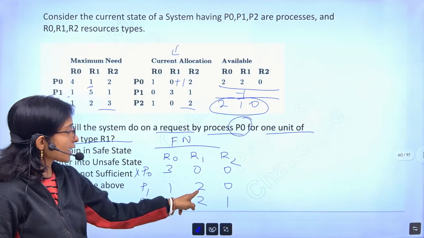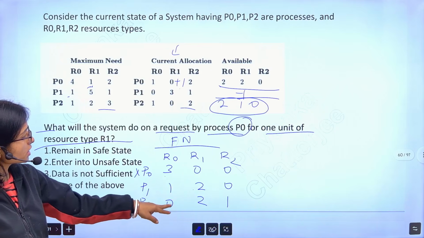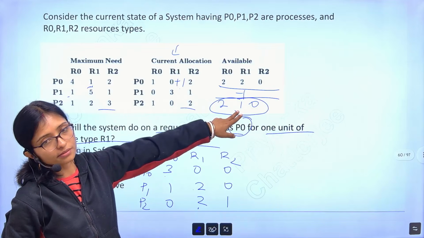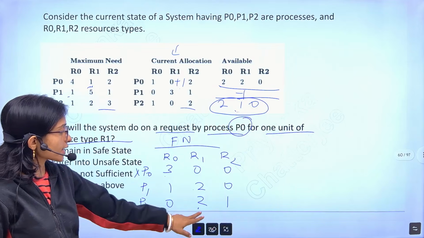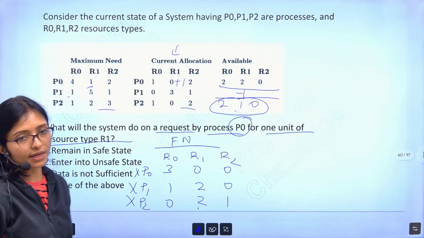Here is 1. Here I need 2. I cannot. Here also this is 0, 2. I need here 2. Here I have only 1. I have only 1. That's why any one of them I am not able to satisfy.